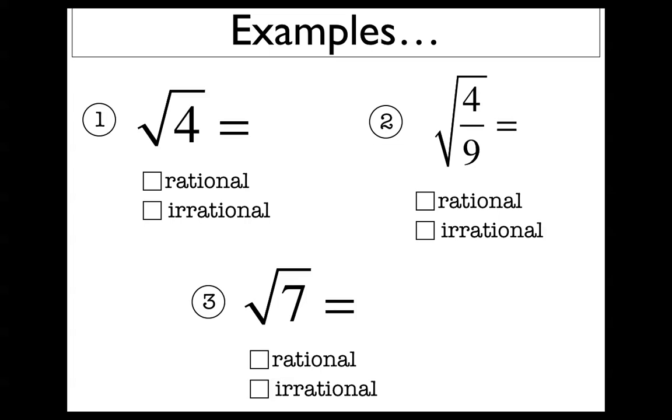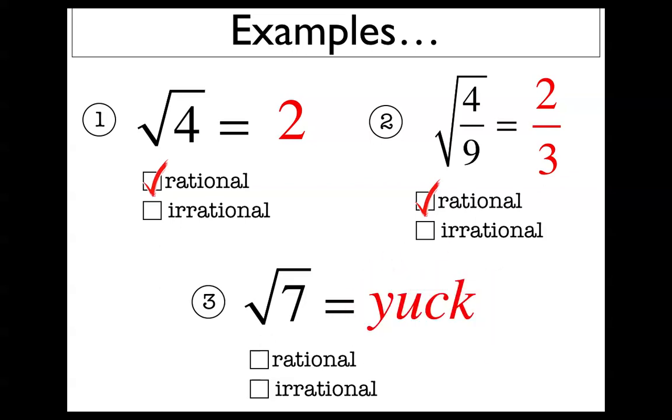Okay, so here are some examples that I made up. The square root of 4 is 2, and that's nice and rational. And the square root of 4/9, well, that's actually 2/3 times 2/3, and that's a ratio. That's actually rational. But the square root of 7 is yucky, because what times what makes 7? Well, you can't really do a square root of that, so that is irrational.